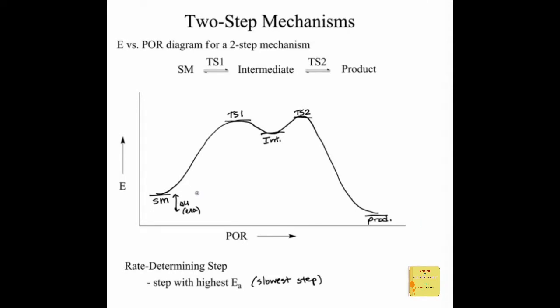The energy of activation for our first step is here. We go from our starting material up to this transition state, energy of activation 1. And the energy of activation for the second step is going from this intermediate up to the second transition state. This is energy of activation 2. So in this example, where would our rate determining step be? Well, this is a much higher hill to climb. This is going to be a much slower reaction. This will be our rate determining step. So whichever step is the slowest, the step with the highest energy of activation, we call our rate determining step.